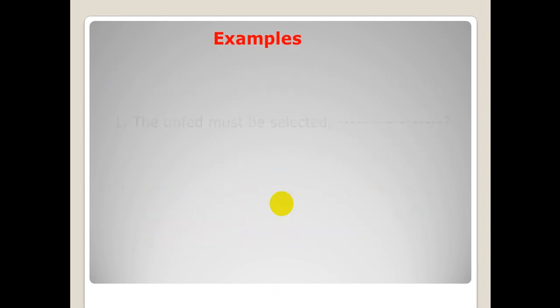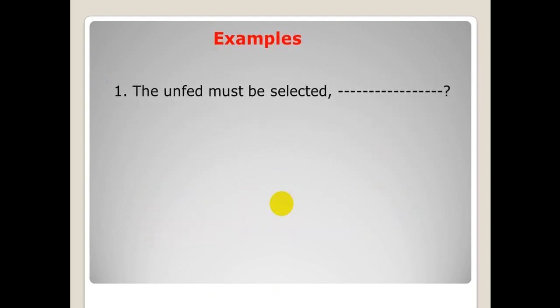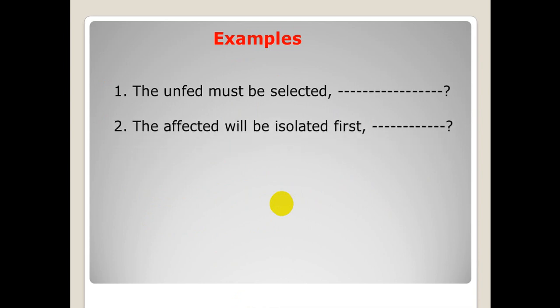Okay, next one. The unfit must be selected. The affected will be isolated first. So look at the sentences, and of course the helping verb is must, so must will be there in the tag question. As the statement is affirmative, the tag question will be negative: mustn't they?